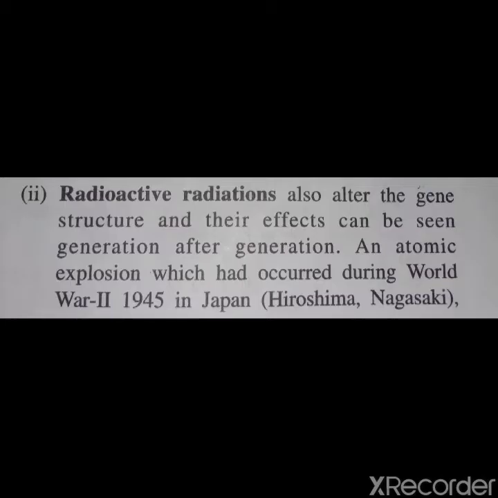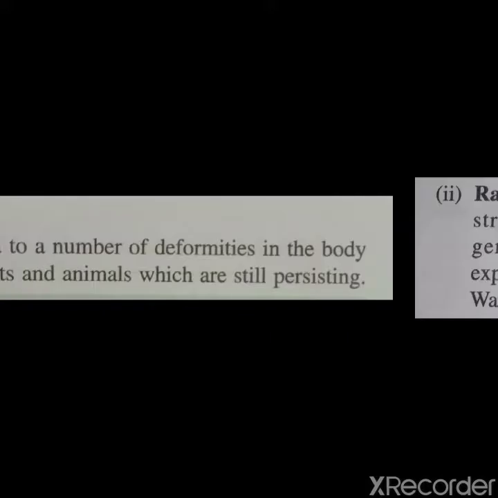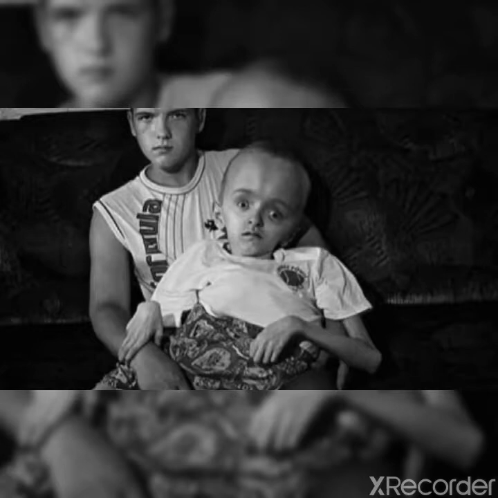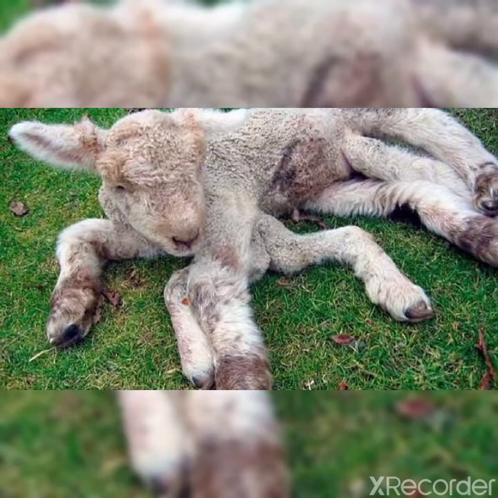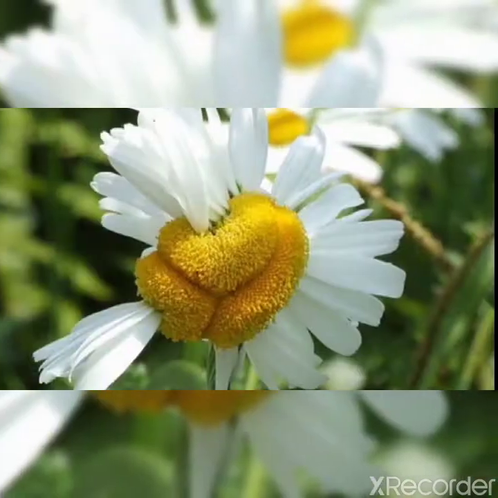Clear? Second, radioactive radiations also alter the gene structure, and their effects can be seen generation after generation. An atomic explosion which occurred during World War II in 1945 in Japan, Hiroshima and Nagasaki, led to a number of deformities in the bodies of plants and animals which are still persisting. You can see in the pictures deformed humans, deformed animals, flowers.